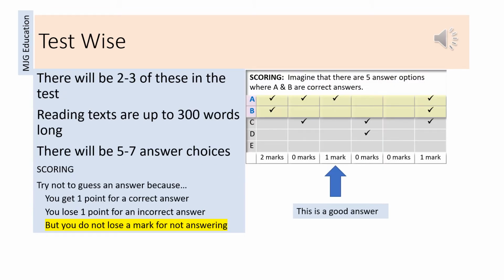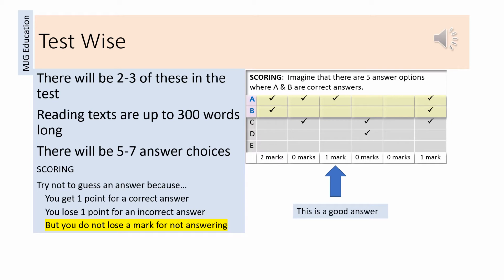Some things you should know about this particular task. You will only get 2 or 3 of these on the test. So the marks will vary between 4 possible marks and 9. That's the maximum, 9. So this is the 4th highest score in the reading section. The reading texts are up to 300 words long. There may be as many as 5 to 7 answer choices.